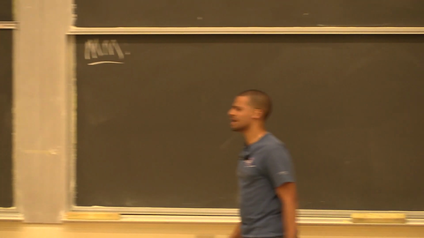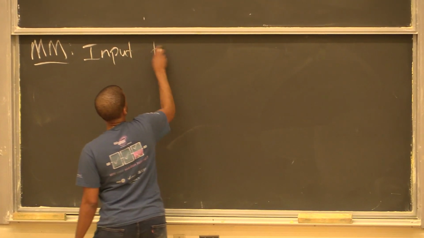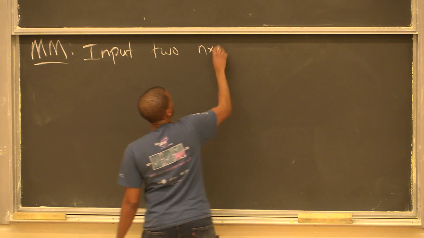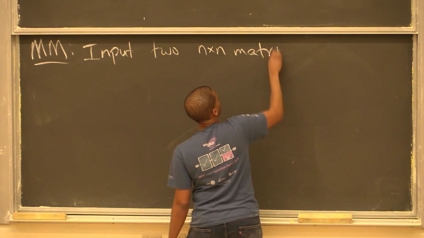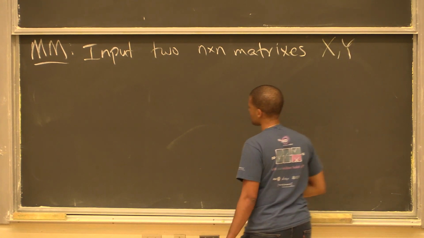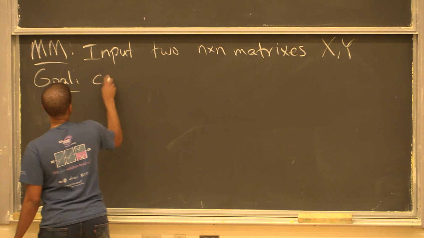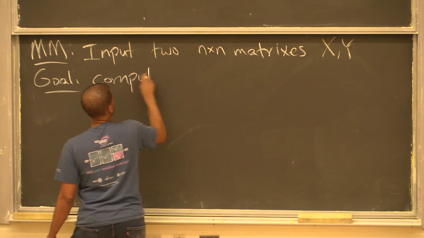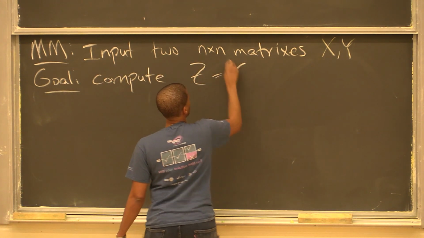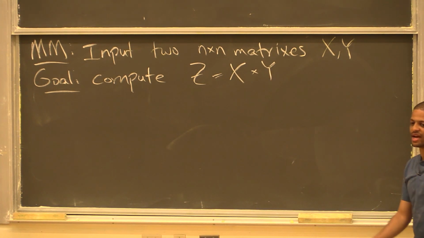Okay, so I told you what the setup was. Your input is 2 n by n matrices, which I'll call x and y. And the goal is to compute z, which is x times y, which is itself an n by n matrix.